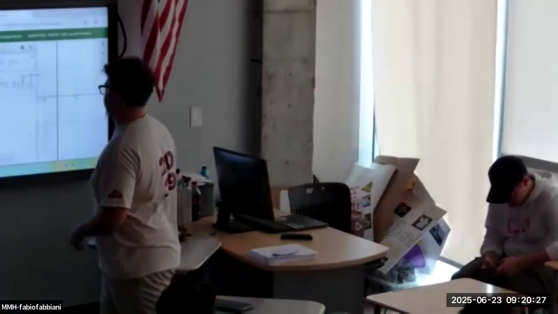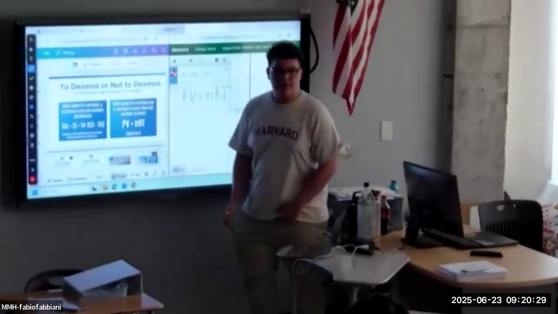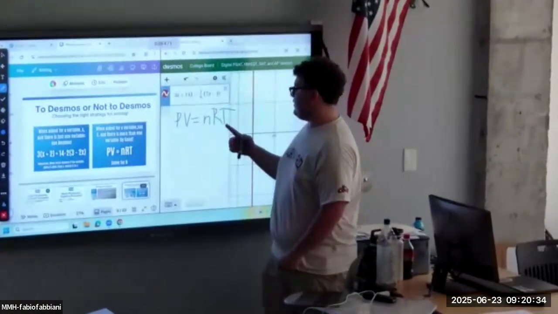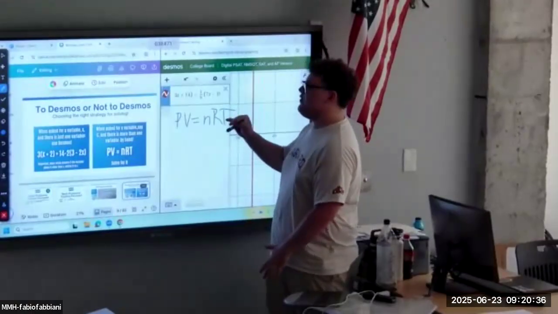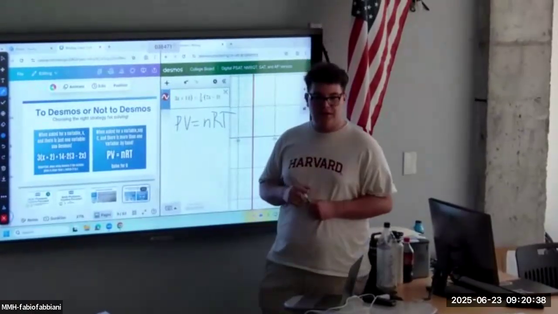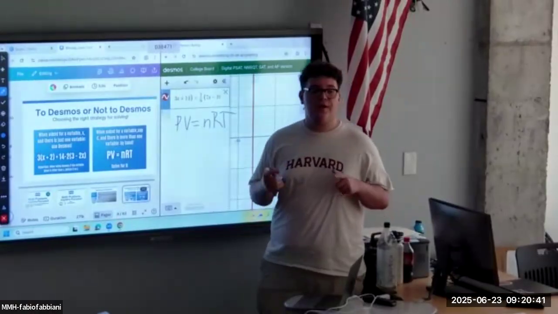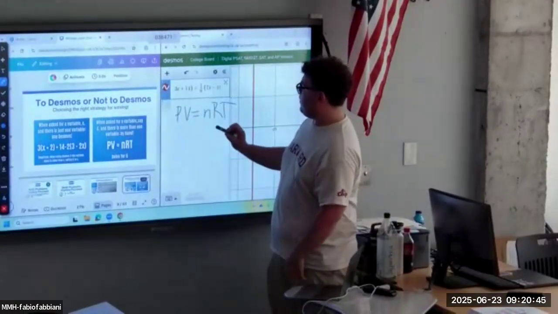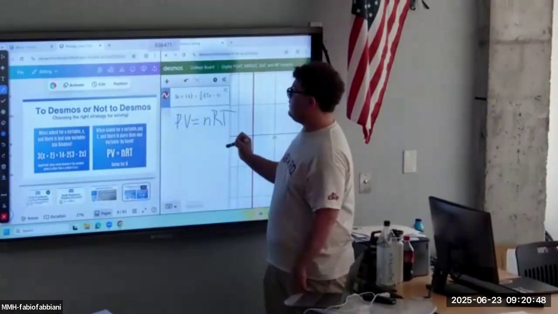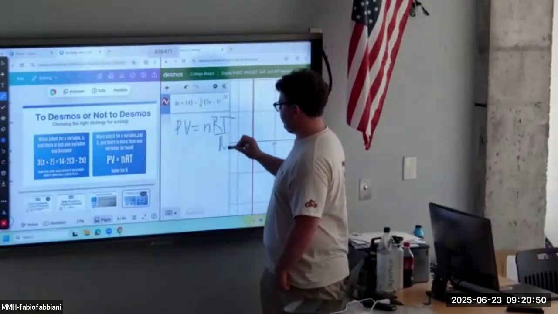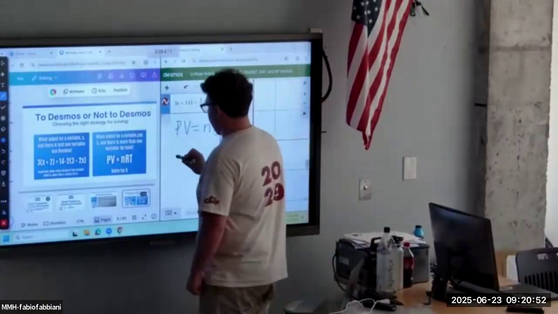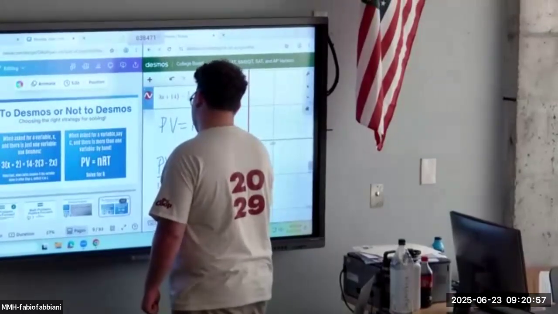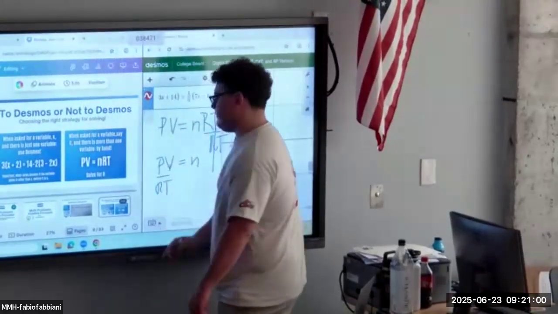So how can we solve for n here? What do we need to do? You've got to separate it from R and T. So what is n doing compared to R and T? Multiplying. So if you want to get rid of the multiplication, we have to divide by R and T. So divide both sides by R and T, and then we'd be left with PV over RT is equal to n, right?